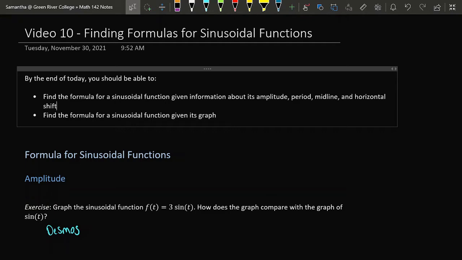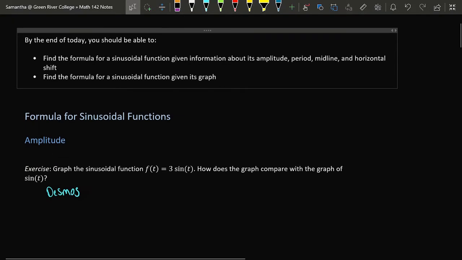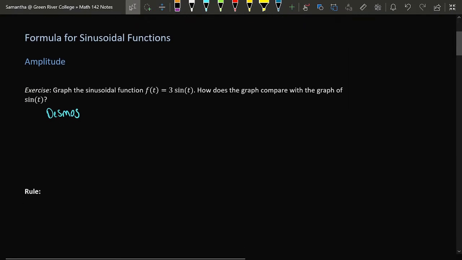So today is part 2. How do you construct a sinusoidal function that has a specified amplitude, period, and midline? We're going to approach this in a sort of exploratory way. I'm not going to come right out immediately and tell you the rule, because if you learn the rule without knowing why the rule really works, it can be hard to remember. So let's begin with some exploration.